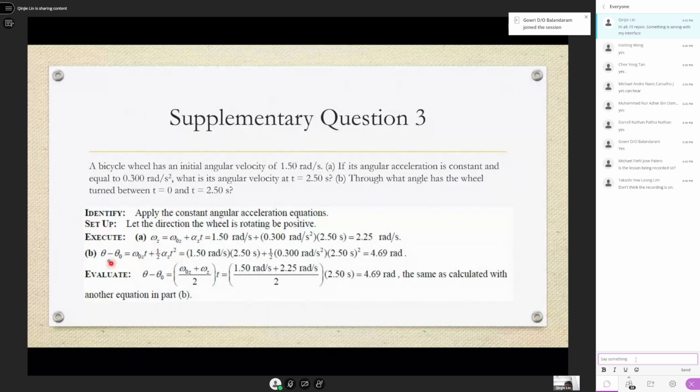This is the s equals ut plus half at squared equivalent, but all in angular quantity. When you put it in your calculator, you will get your answer. So it would have rotated 4.69 radians.